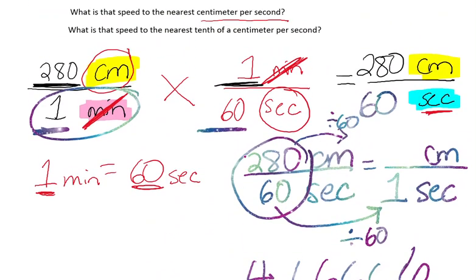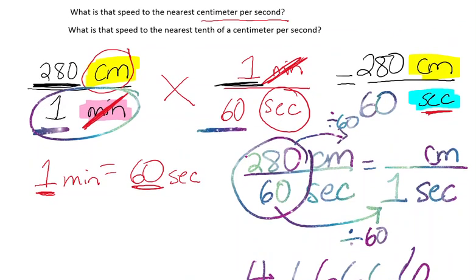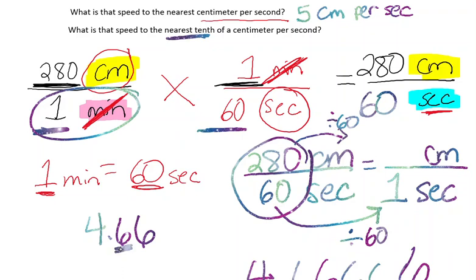Let's go back and look at the question. What is the speed to the nearest centimeter per second? That would mean round to the whole number. 4.6 rounds to 5. So 5 centimeters per second. What is the nearest tenth of a centimeter? So if I have 4.6 repeating, I want to round to the tenths. Look to the right. It's 5 or more, so that would be 4.7 centimeters per second.